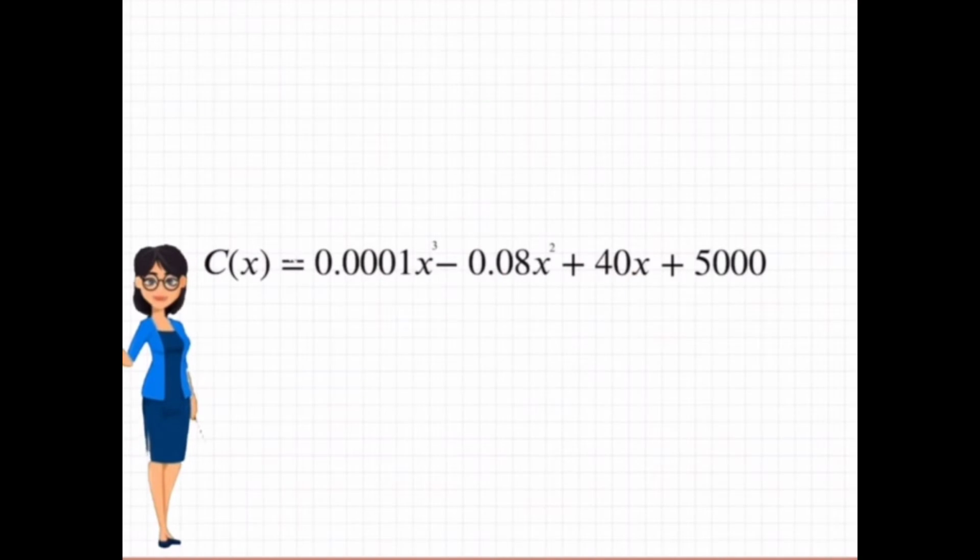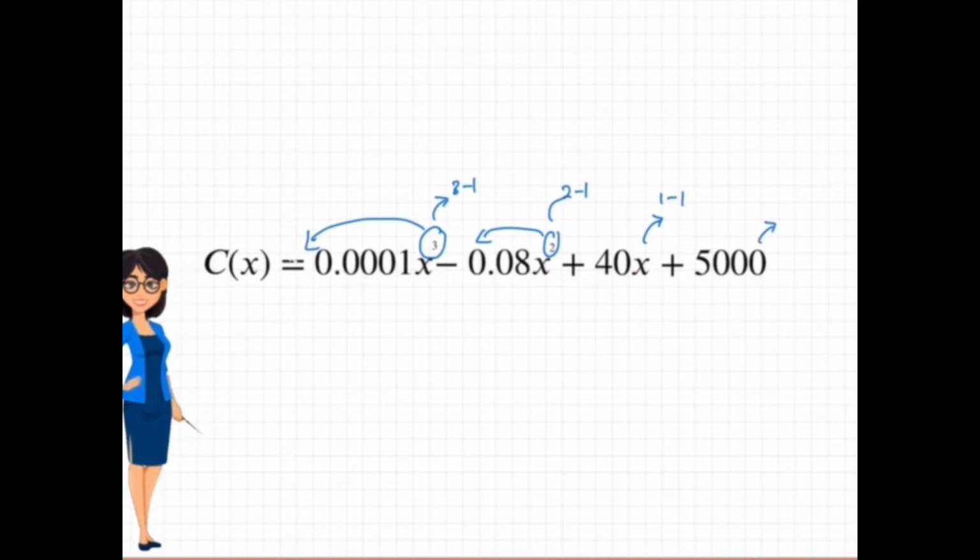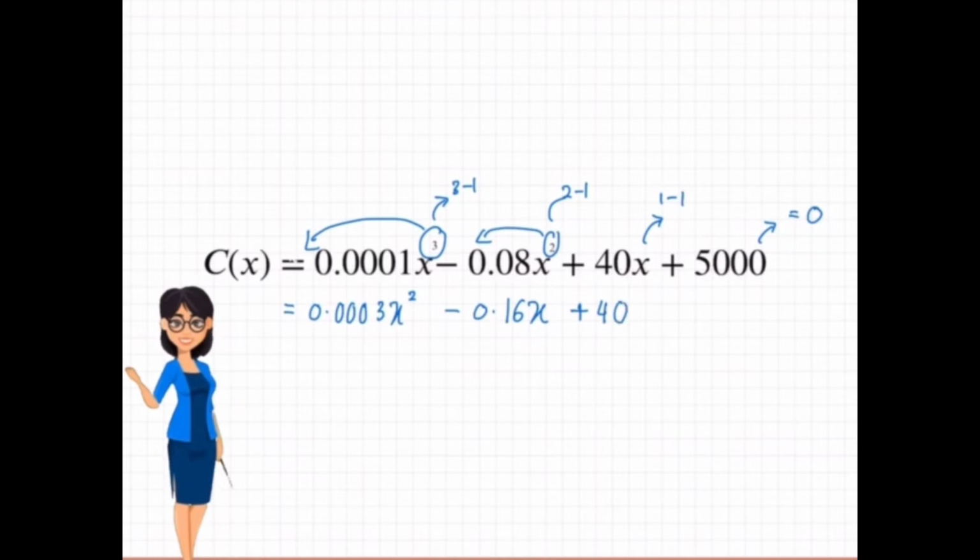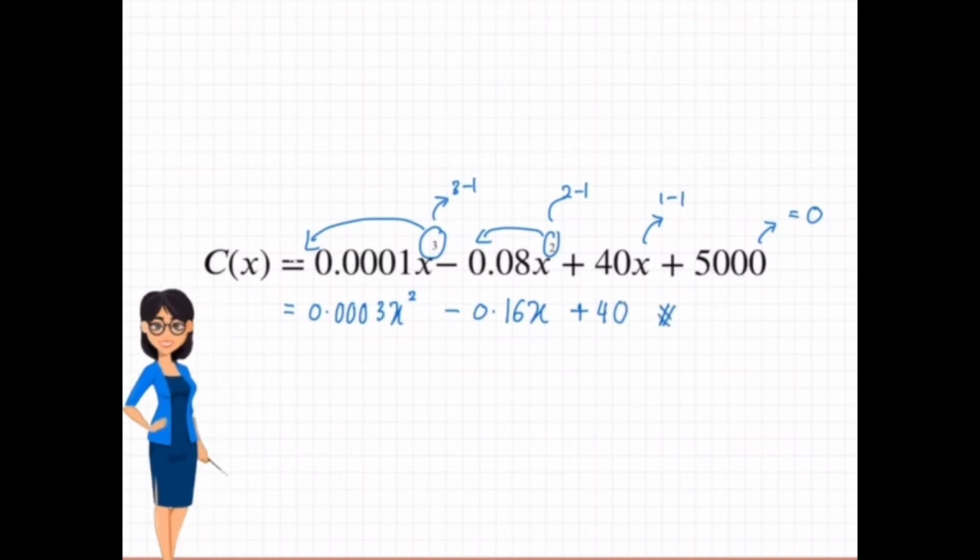Now, let's get into our question. Move the power of 3 in front to multiply it and then subtract 1 from the power of 3. The same applies: move the 2 in front to multiply and then subtract 1, and then 1 minus 1. Since 5,000 has no variable, it equals 0. So after multiplying the numbers in front, the equation you're going to get is 0.0003x squared minus 0.16x to the power of 1 plus 40x to the power of 0, which is 40. So this is the answer.